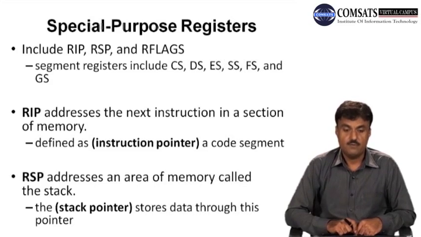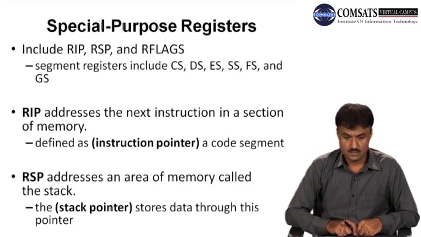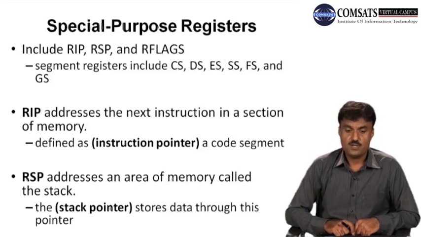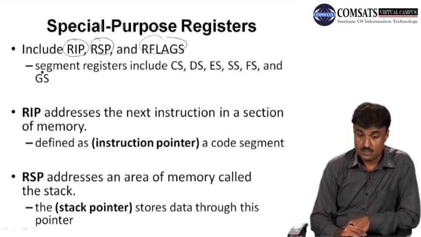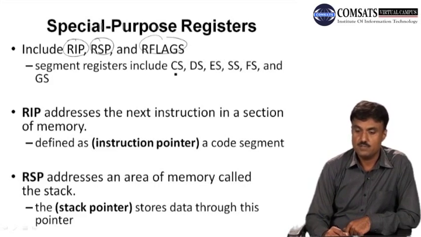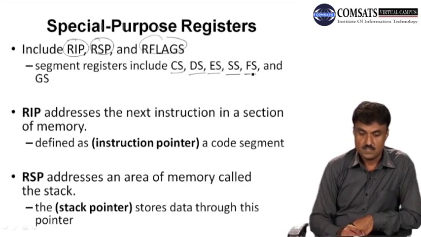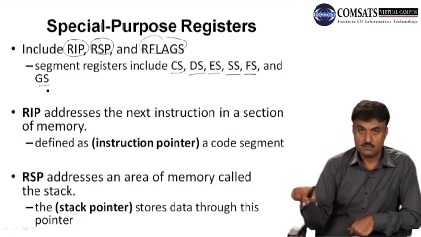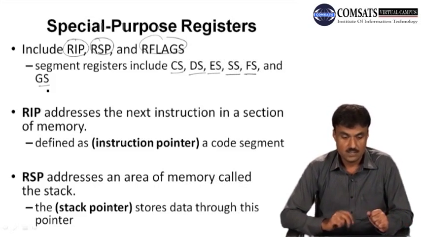Now we have multiple special purpose registers. They include IP or RIP, SP, and flags and other registers. So the instruction pointer, or RIP in 64-bit, is the instruction pointer, then the stack pointer, and flags. There are other registers called segment registers. They include code segment, data segment, extra segment, and stack segment, and FS and GS. These are also segment registers. They are being used by Windows and other operating systems. Now we will discuss these segment registers in more detail.